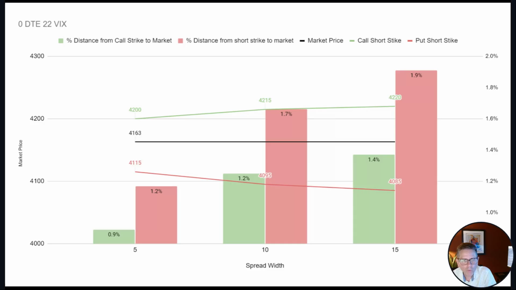Okay, so that's why I've done it. I've done it with 15 wide. I've done it with 5 wide, and I really like the 10 wide. I do want to say that if you're trading 5 wides and you intend to widen them, you can really widen them. You can really take them away from the market. Okay. And it's much easier. So that's one of the benefits of trading 5 wides on 0 DTE.